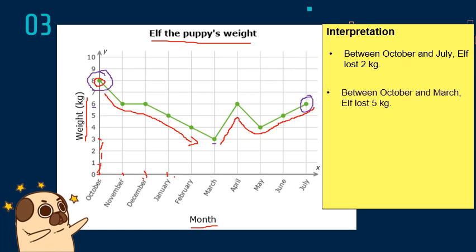Between October and March, Elf lost 5 kilograms. So here, I'll use a different color. October was 8 and March is 3. So the difference there is 5. So he lost 5 kilograms, which is his period of kind of weight loss.